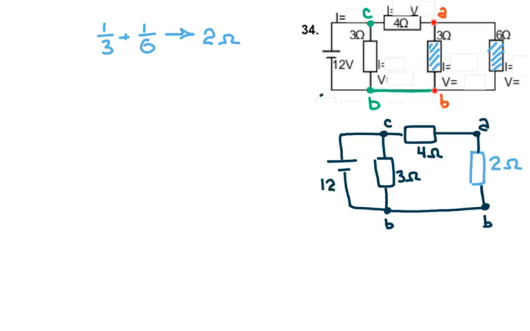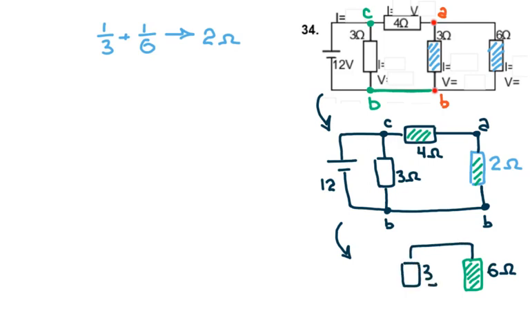So I went from that circuit to this circuit, and I can still simplify this circuit a little bit because I see that, maybe I'll do them in green, these two resistors are now in series. So I'm going to replace them with one single resistor, and that resistor is going to be 6 ohm. Then I have again a 3 ohm resistor, and I have the battery, which is 12 volts.